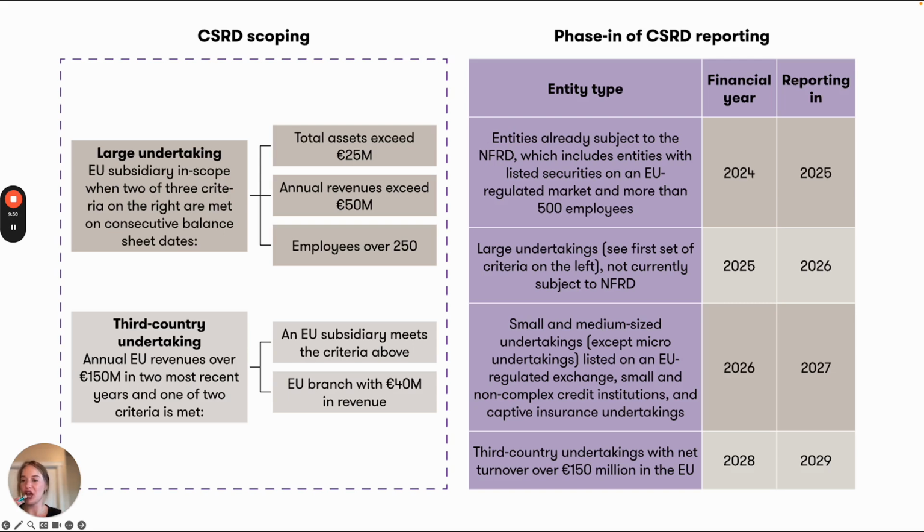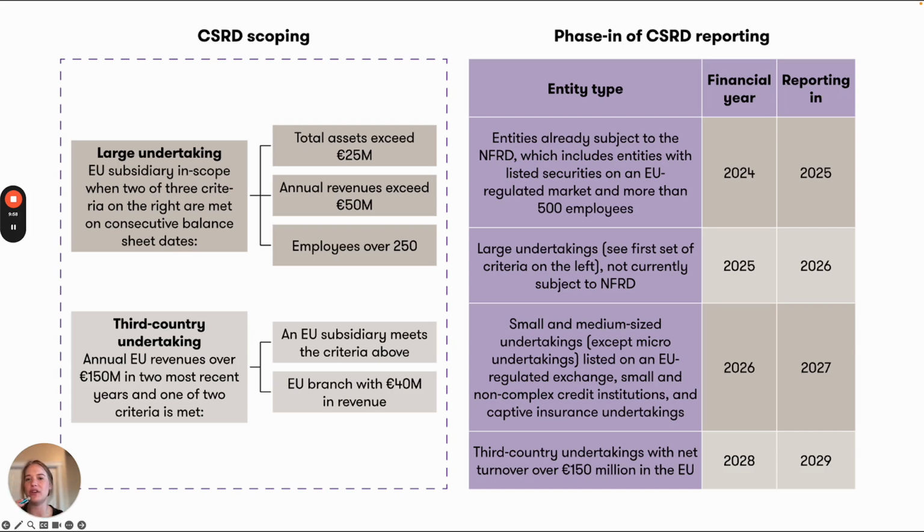And then third country undertaking is either an EU subsidiary that meets the criteria above, or it's a global national company that has an EU branch with $40 million in revenue. And this is in the 2 most recent years. So if it's a much smaller company now, but used to be bigger, et cetera.